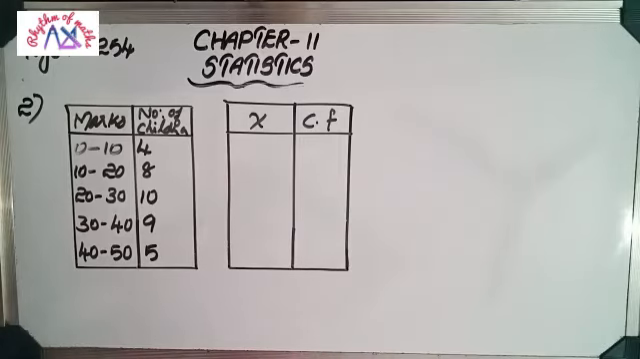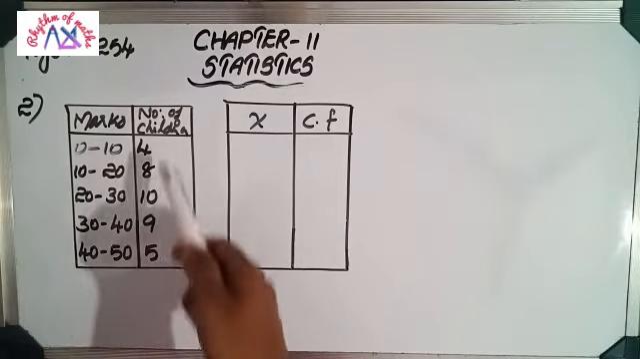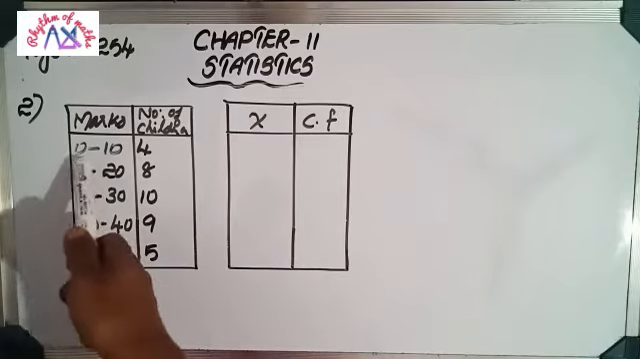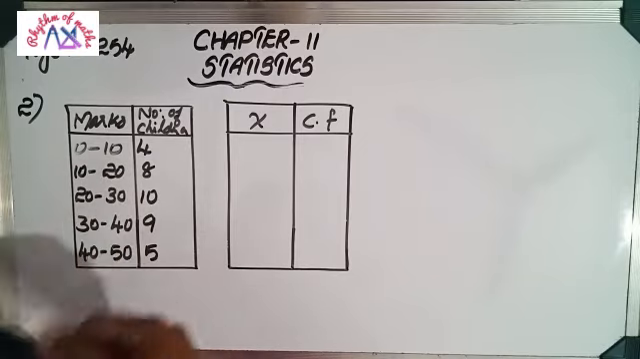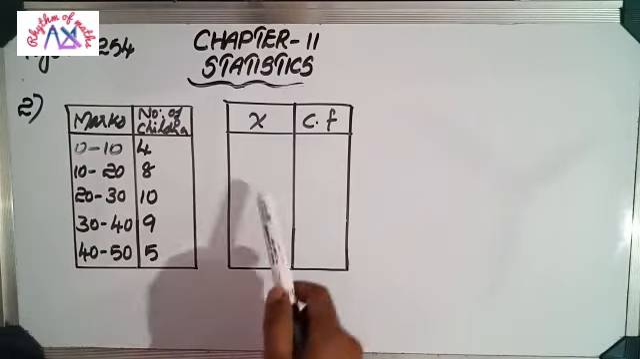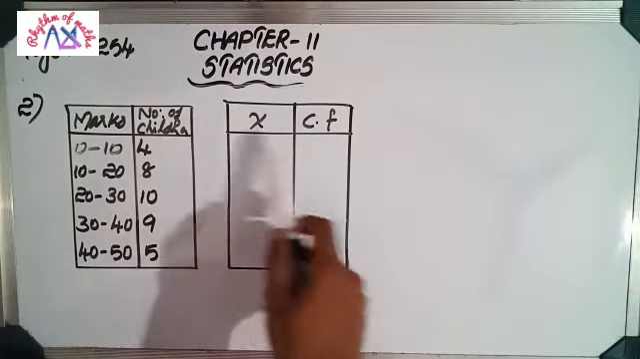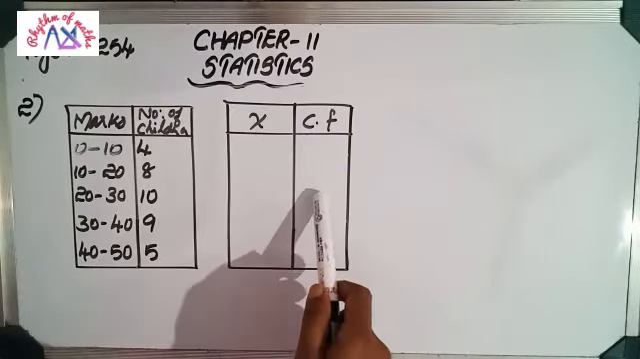So here in this question, marks of students are given. In the first box, marks are given as 0 to 10, 10 to 20, 20 to 30, up to 50. Then here is the number of children who score this particular mark. So 0 to 10 marks scored by 4 students, 10 to 20 marks scored by 8 students, like that. In the second box you can consider the marks as x, and instead of number of children you have to write cumulative frequency. This is the answer box.